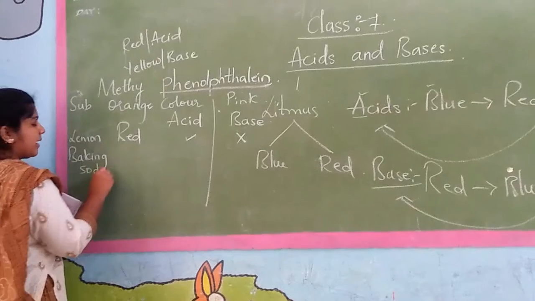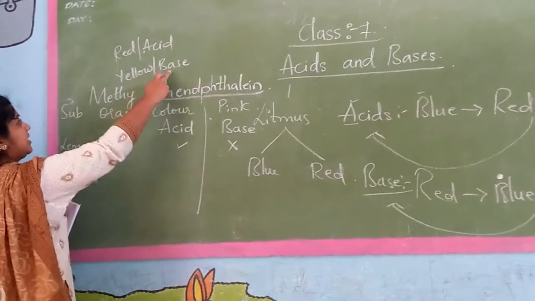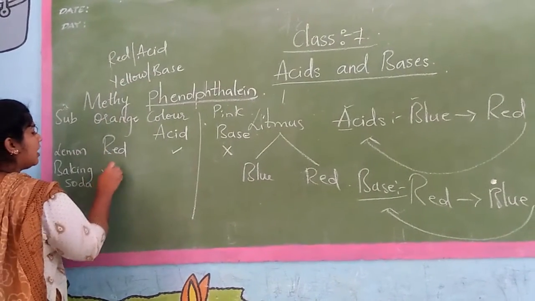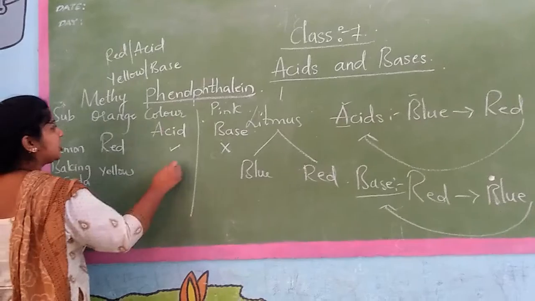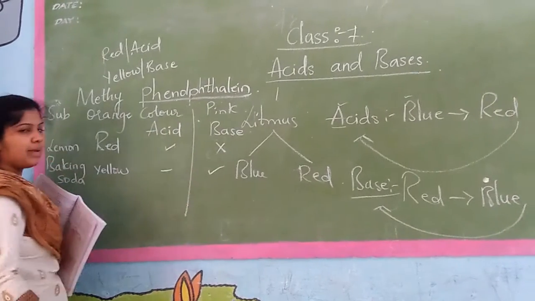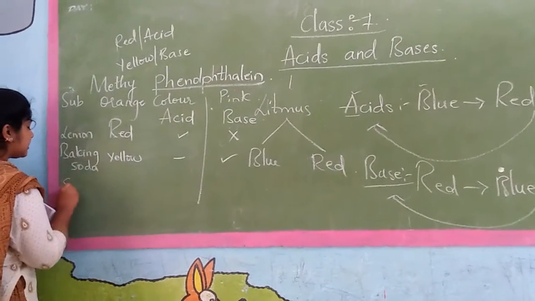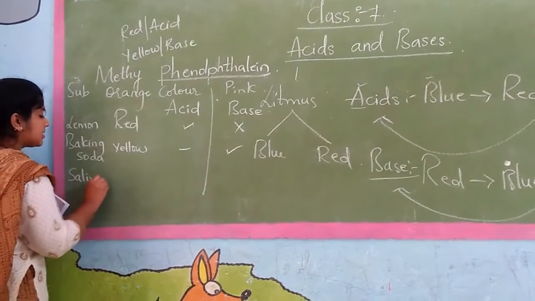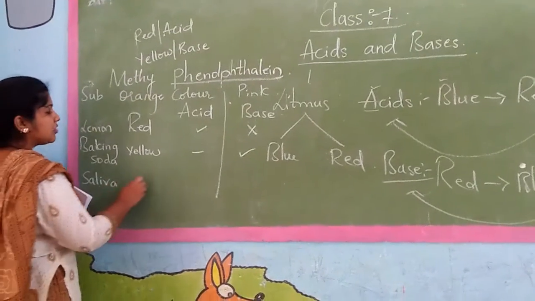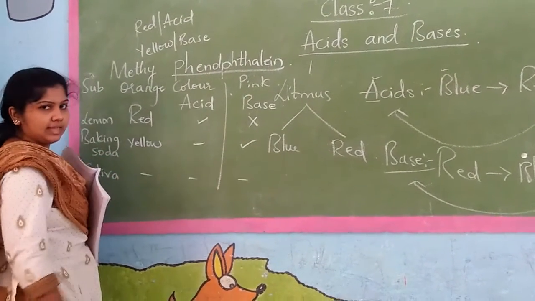Baking soda is what? Baking soda is a base. Whenever it is a base, methyl orange changes into yellow color, and phenolphthalein doesn't change into colorless, it changes into pink color. Next is saliva. Saliva is neither a base nor an acid, so it doesn't change into anything.